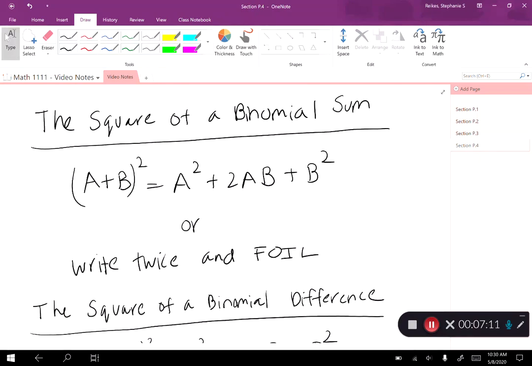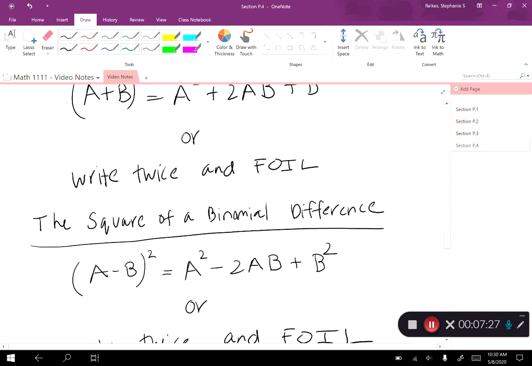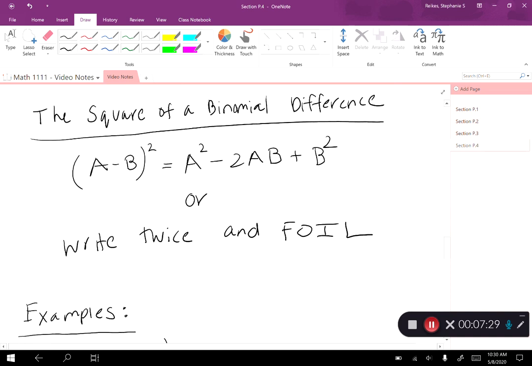The square of a binomial sum, that is (a plus b) squared, is equal to a squared plus 2ab plus b squared. Or we can remember what something squared means. It means writing itself twice, and then we can FOIL. The same with the square of a binomial difference, (a minus b) squared. The formula is a squared minus 2ab plus b squared, or we can write it twice and FOIL.